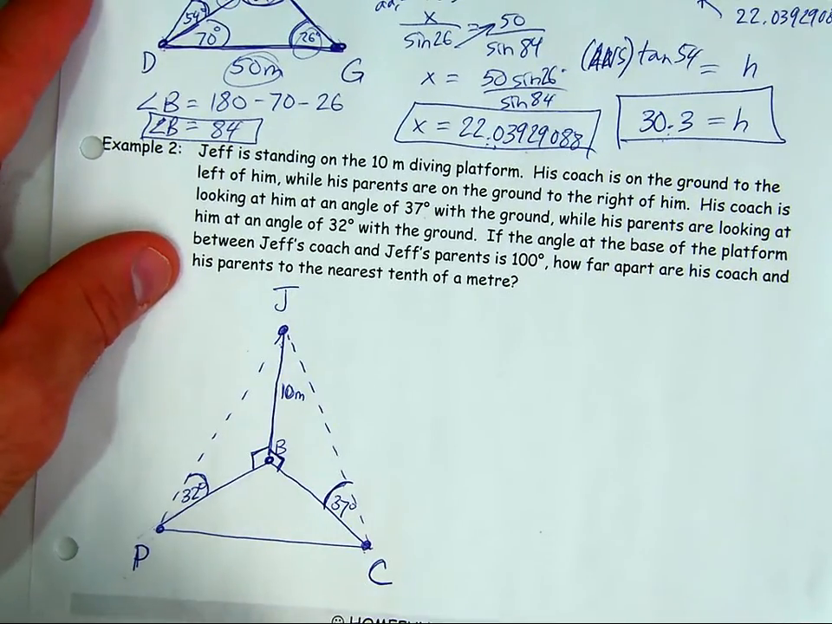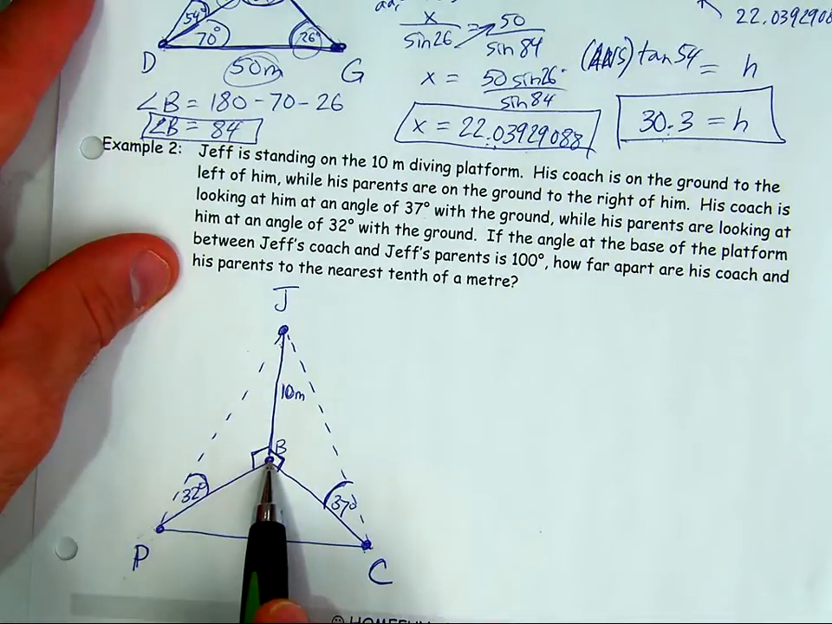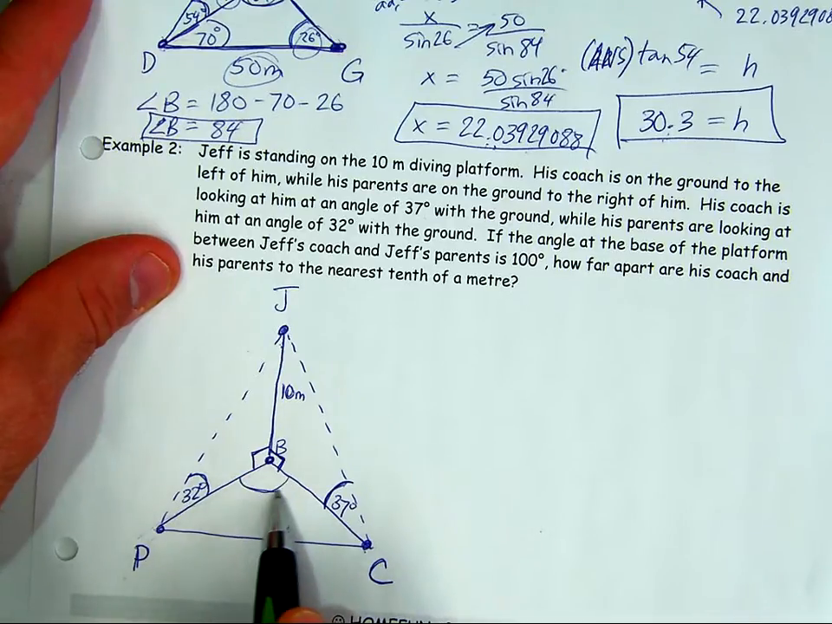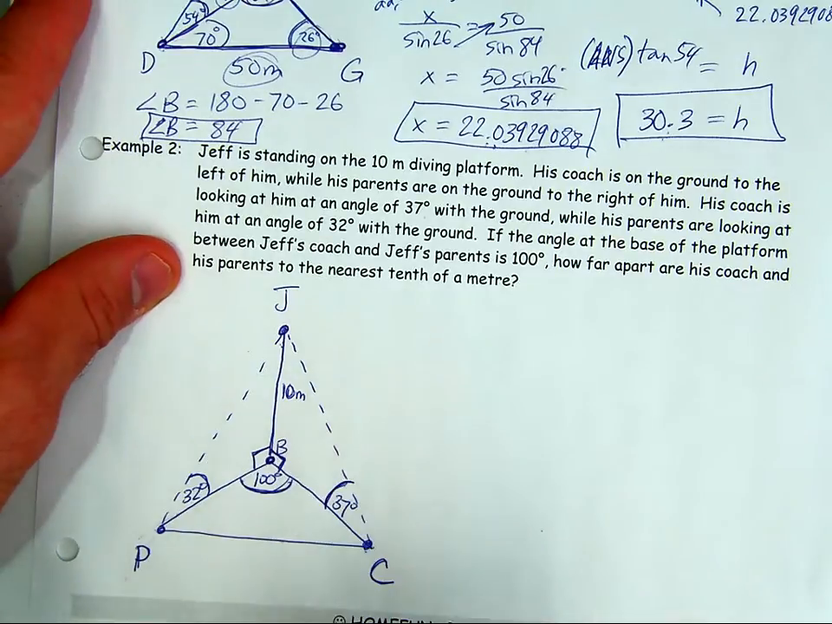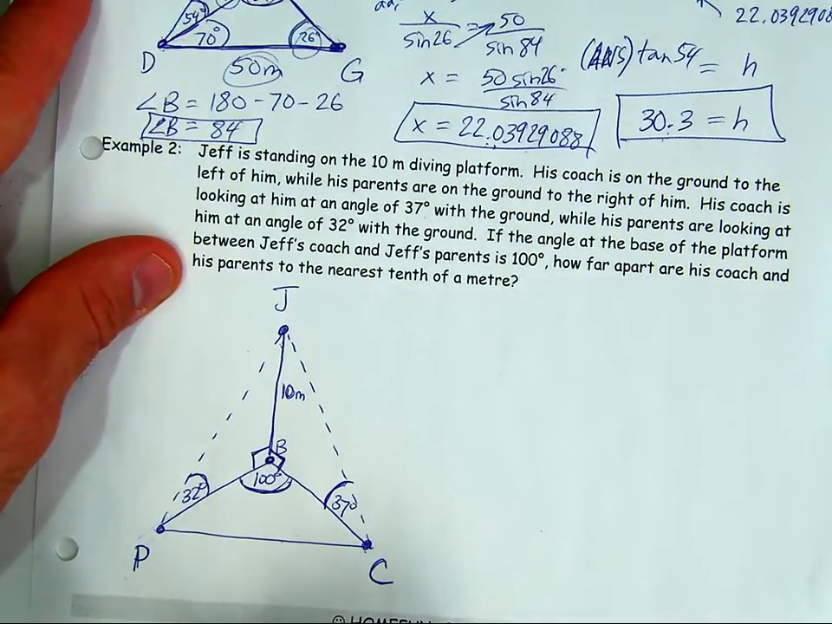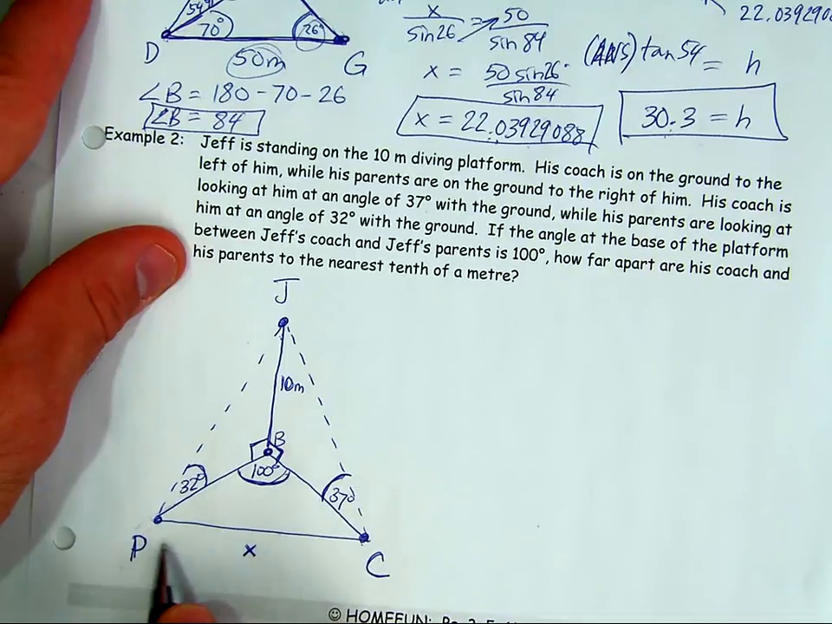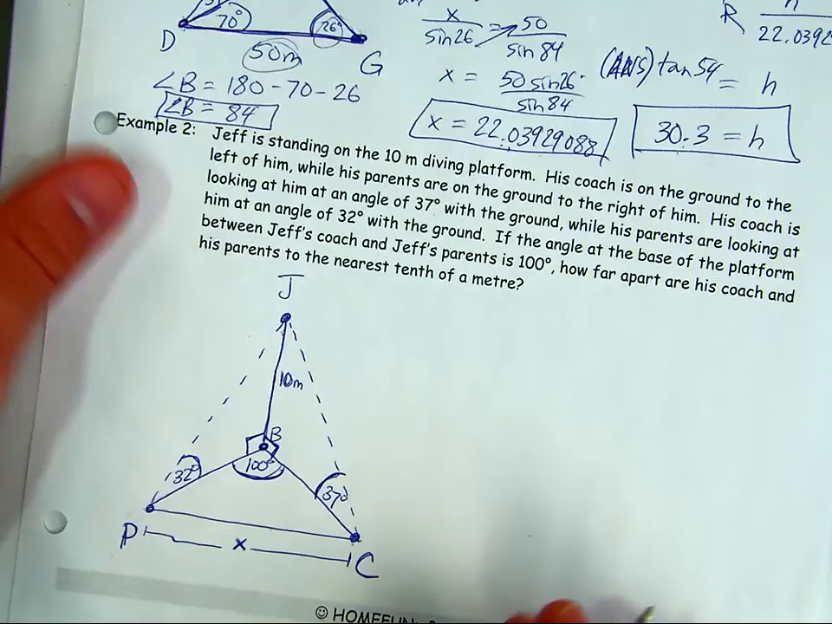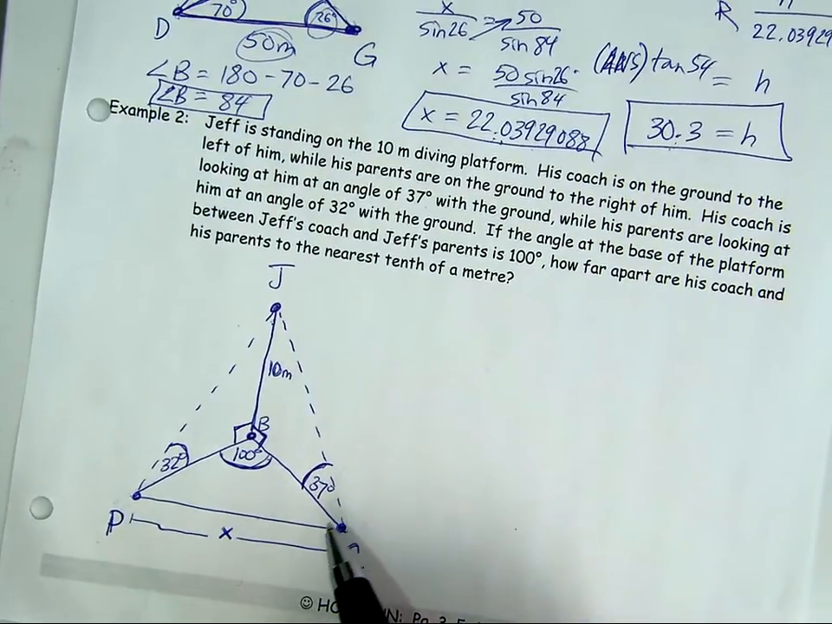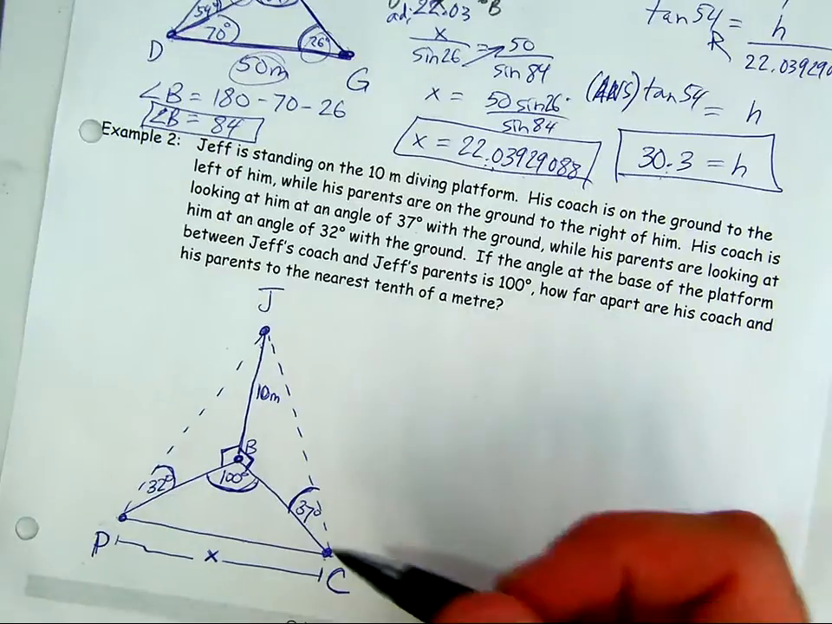If the angle at the base of the platform, so this is the base of the platform, between Jeff's coach and parents, so that's this, is 100 degrees, they want to know how far apart Jeff's coach is from his parents. So they want to know what that length is. Now, of course, in order to figure out this length, you're going to have to figure out something else.